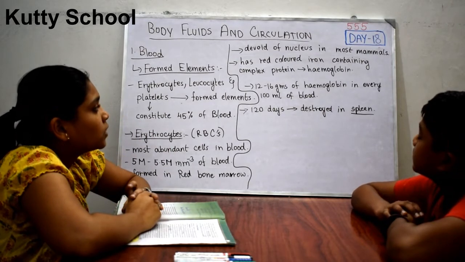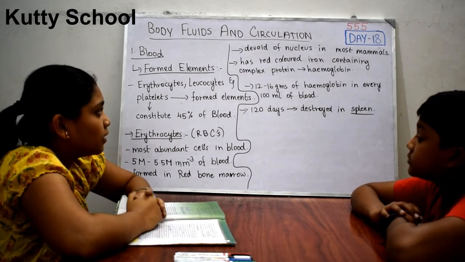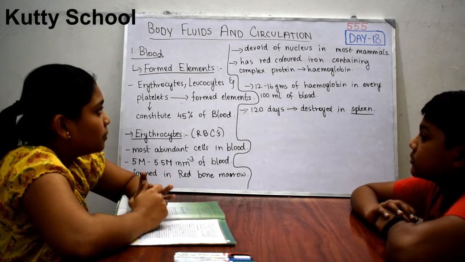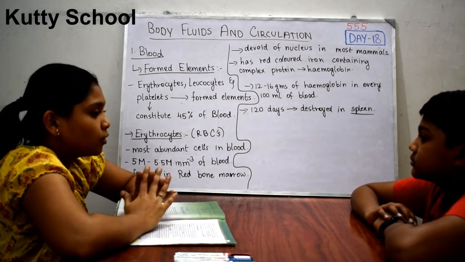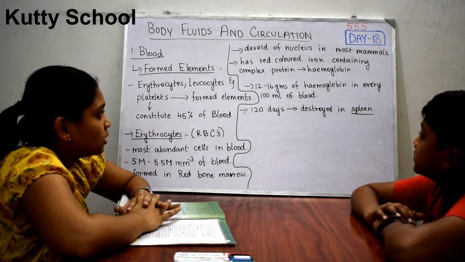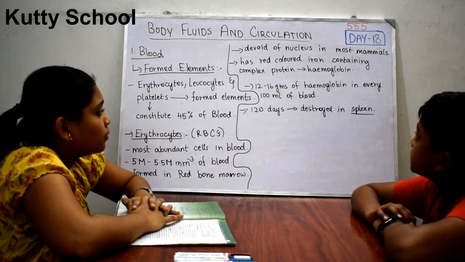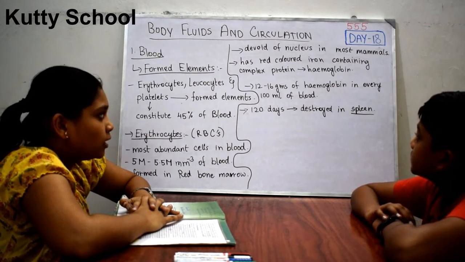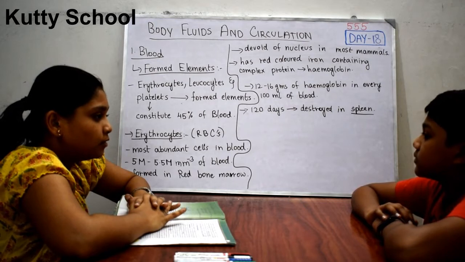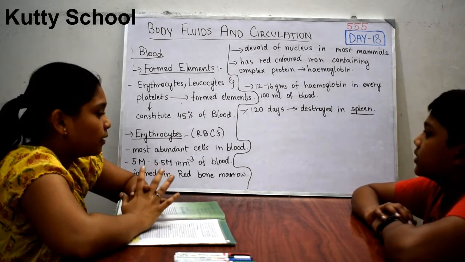Here it has a red color iron-containing pigment called hemoglobin. It is a complex protein which is red in color and contains iron. There are 12 to 16 grams of hemoglobin in every 100 ml of blood.